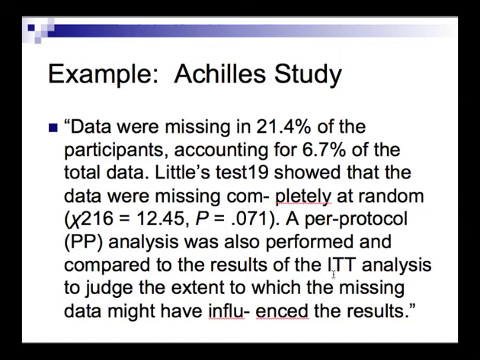So here we have the Achilles study as an example where data were missing in 21.4% of the participants, accounting for about 6% of the data. That makes sense at some level, because basically they had 3 different treatment points. And so at some point in time, about a fifth of the patients had some part of their data missing.